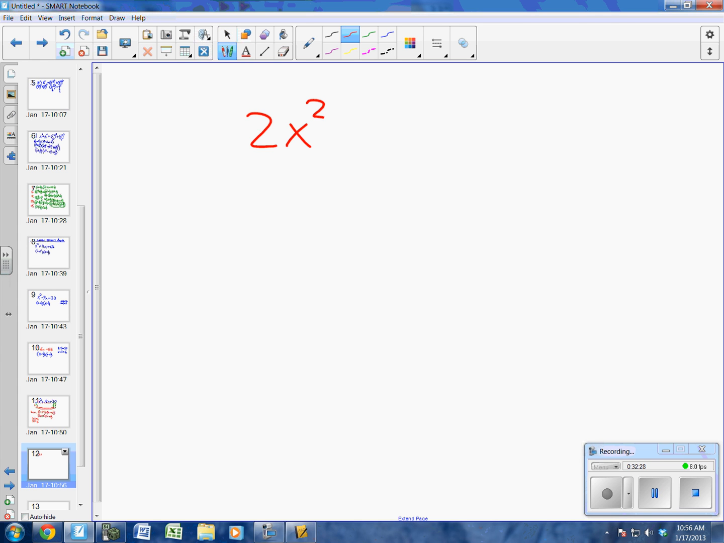The other problem I'm going to do is, okay, the first objective right here: write quadratic functions in vertex form. I'm going to teach you guys how to write quadratic functions in vertex form. A review. Okay, I'm going to make one up. X squared plus 8x plus 10. Okay?